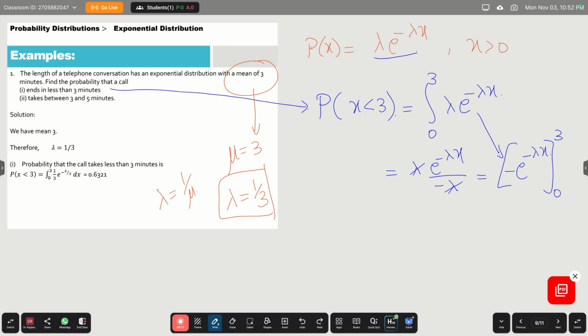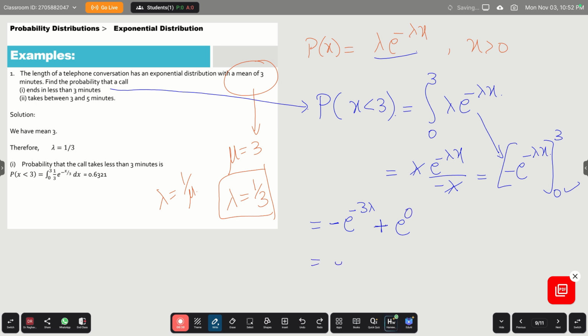So I'll apply the upper limit. Upper limit is 3, so it will be minus e power minus 3 lambda. And whenever you apply the lower limit, it will be minus of minus, so it is plus. For upper limit it will be negative, for lower limit it will be positive. E to the power 0 is the lower limit, so 0 into anything is 0.